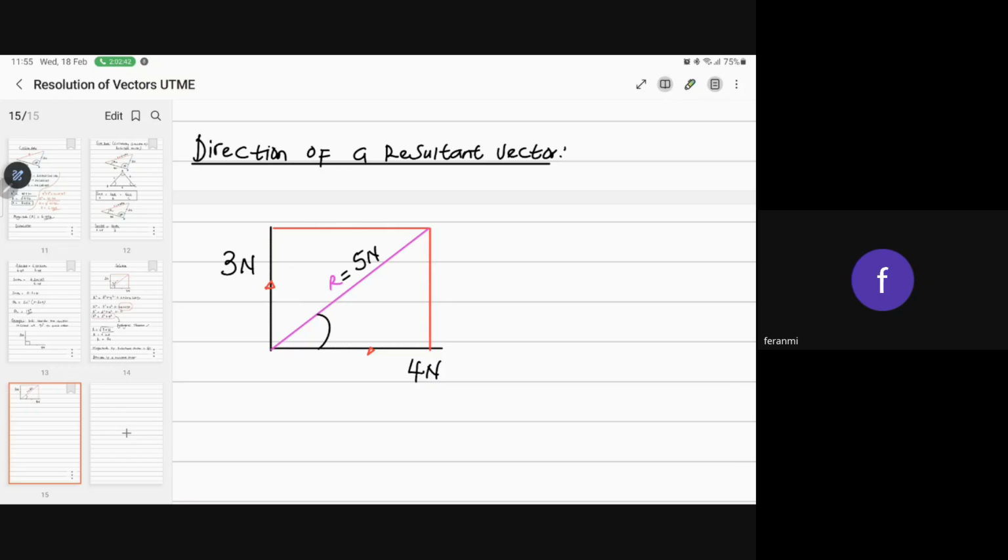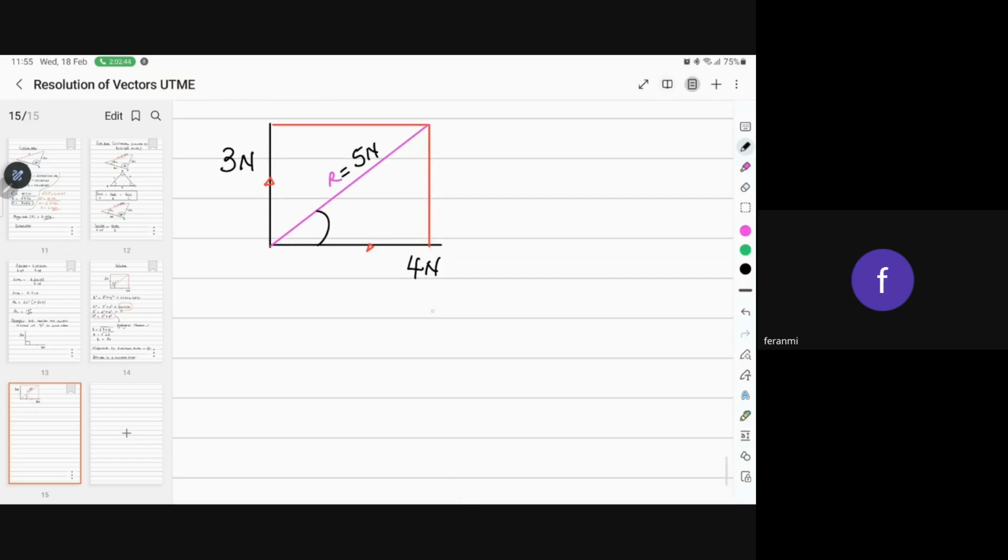So now we have a right angle triangle. The right angle triangle is like this. Here is 90 degrees. Remember that here is your 5 Newton. Here is your 4 Newton. Here is your 3 Newton. We are looking for this angle here, which is theta, the direction, the angle between one of the vectors and the resultant. Remember your Sokatua.